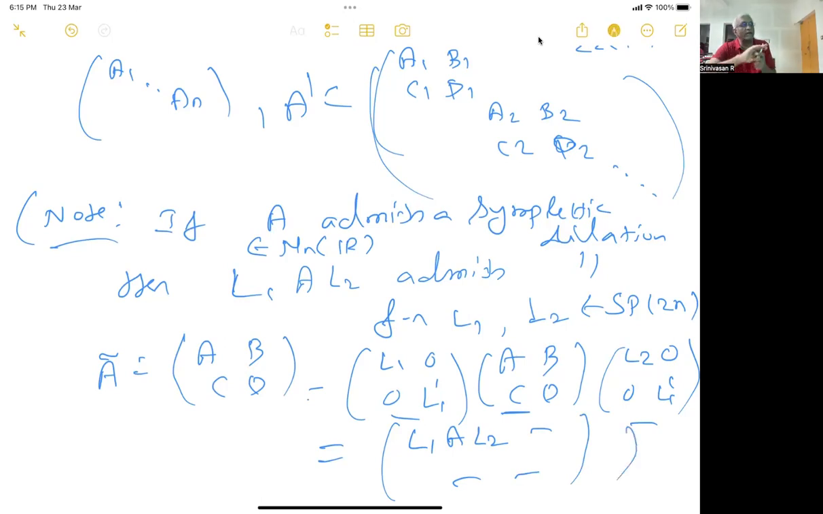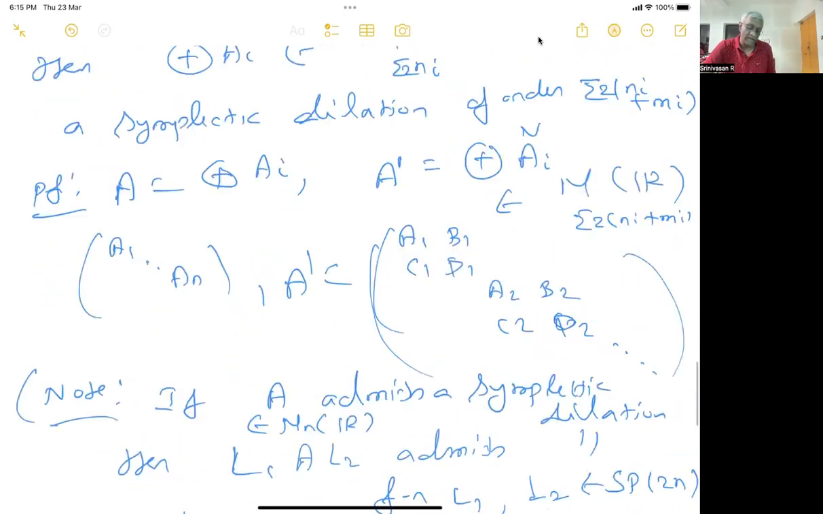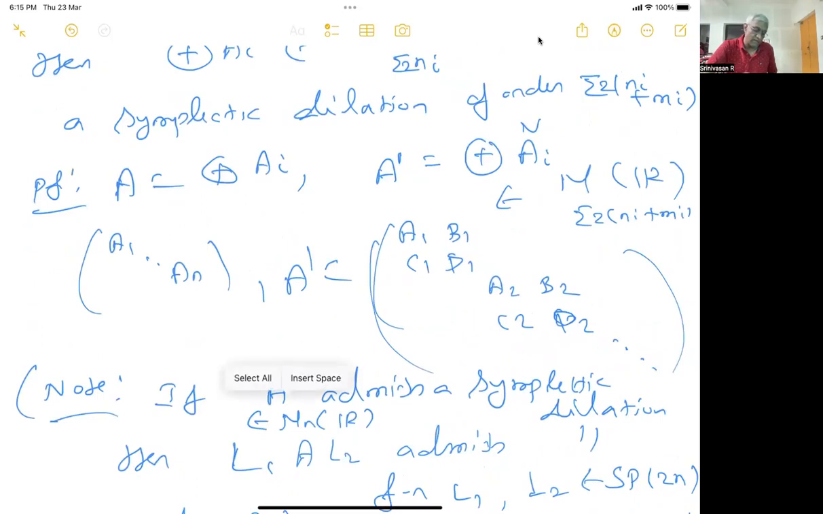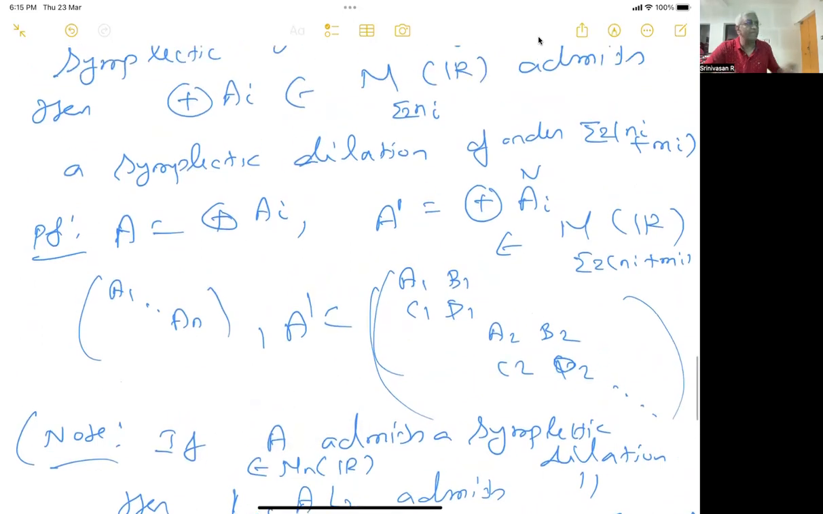So if you multiply some operator, you have to choose that L1 prime L1 as a symplectic operator. Of course, it exists as an M cross 2M matrix. That of course exists. Okay. So coming to the original problem, we have a direct sum of operators, A1 direct sum of AI, where each AI admits a symplectic dilation. Then you take the direct sum of those dilations, which is again a symplectic operator.